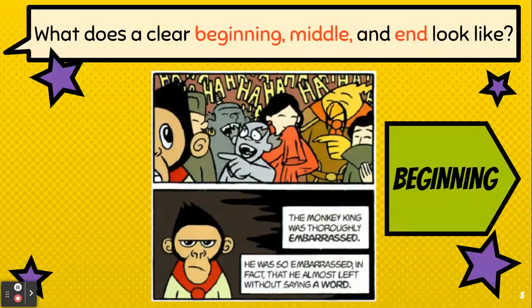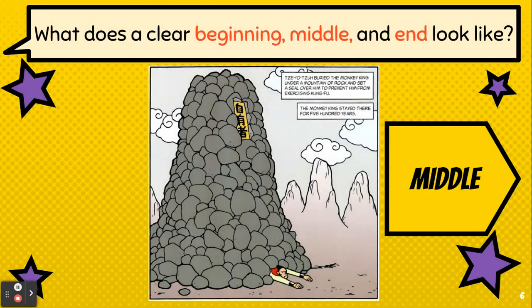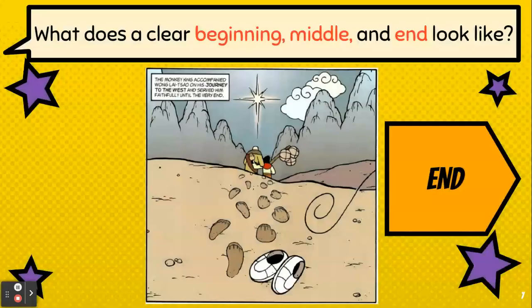What does a clear beginning, middle, and end look like? Well, let's see it through the Monkey King. At the beginning, he feels bad, he's left out, he's made fun of, and doesn't fit in. In the middle, he tries to fit in by stubbornly trying to change his identity. And in the end, he finally embraces who he really is.